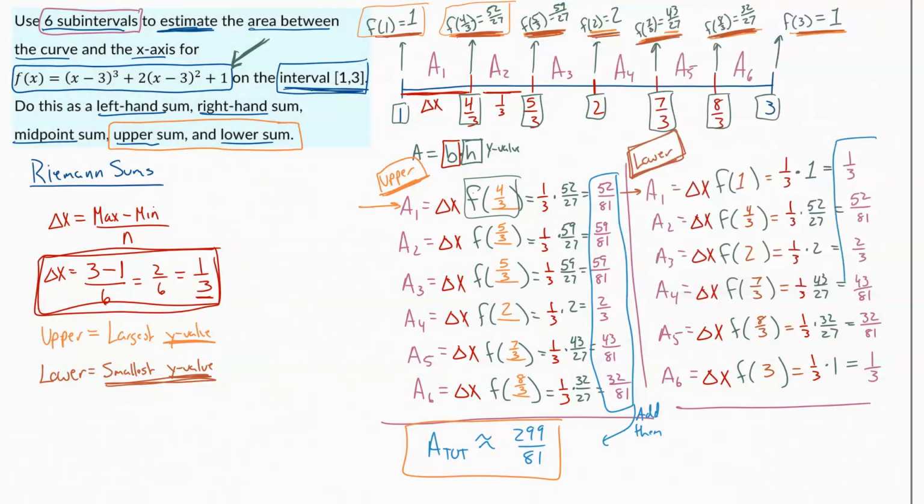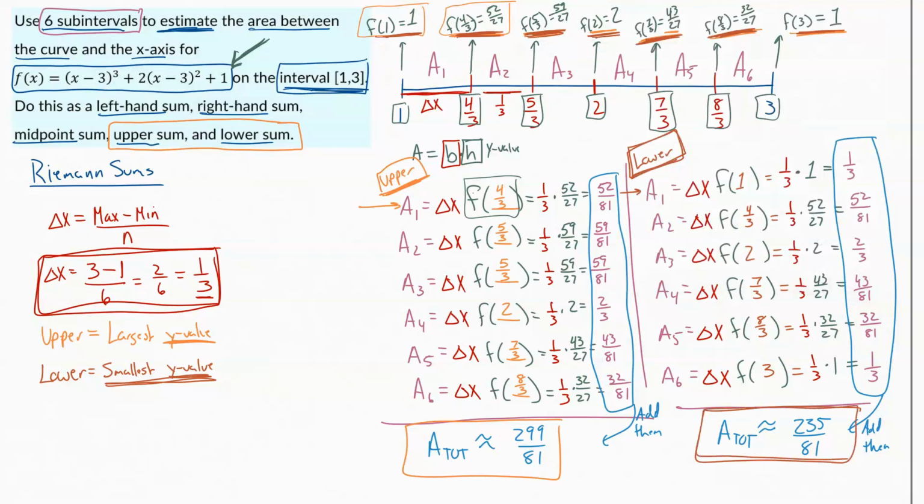And then you come back through and you do the same thing over here. You're just going to add these up. And that's going to get us our lower estimate, which is going to be an underestimate of what the actual area between the curve and the x-axis is. And putting all those together, we end up with 235 over 81. And so that value there, that is your lower estimate. That is an underestimate for what the actual area between the curve and the x-axis are.